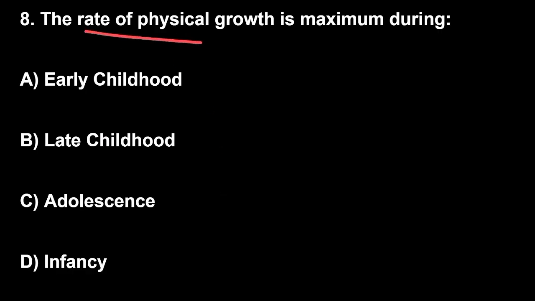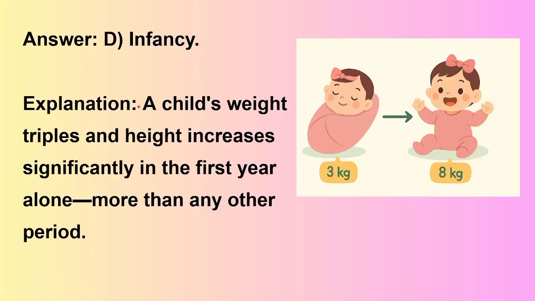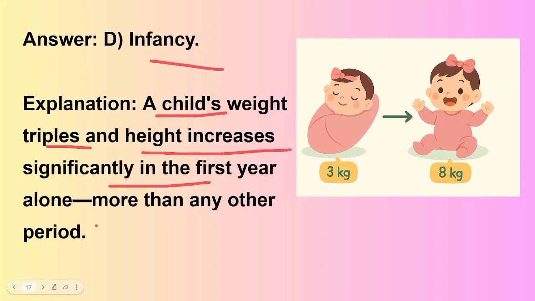Next question. The rate of physical growth is maximum during early childhood, late childhood, adolescence, or infancy. And the right answer is infancy, because at this stage a child's weight triples and height increases significantly in the first year alone, more than any other period. So the right answer is infancy.